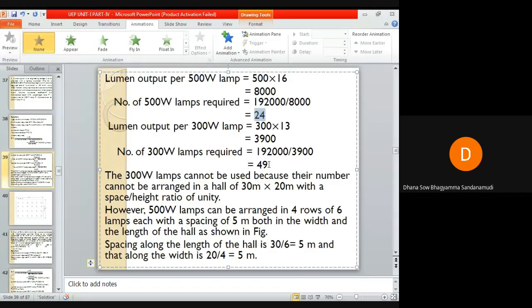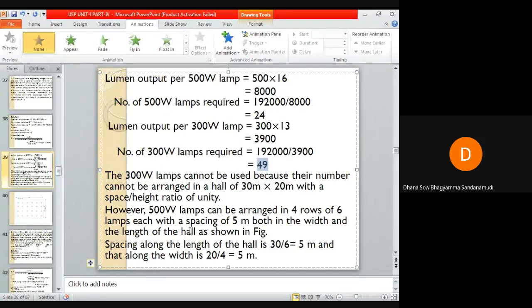Of course, lamps you have already calculated. Of 300 watt you need 49. Of 500 watt you need 24. So which wattage is preferable for you? You have to decide. Okay, it's in your hand. You have to do it on your own thinking, because here manually there is no specific formula to decide.